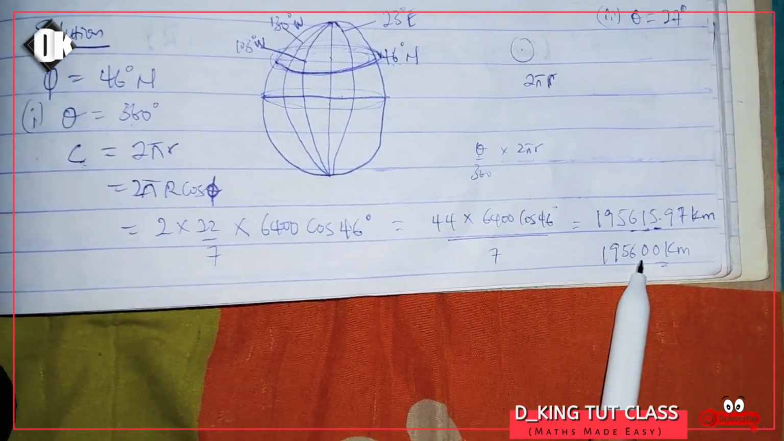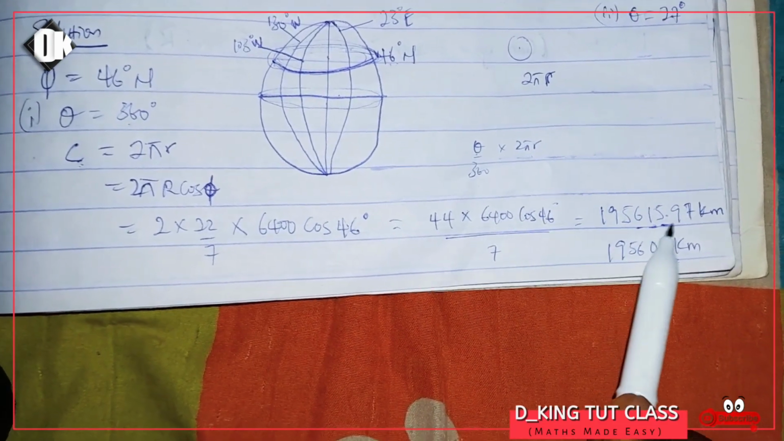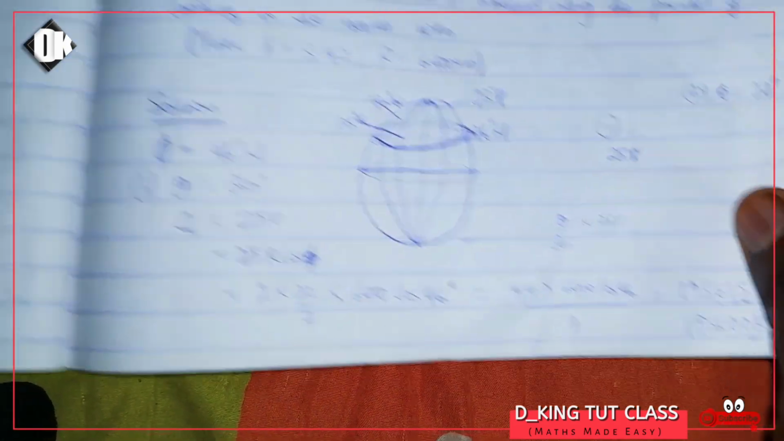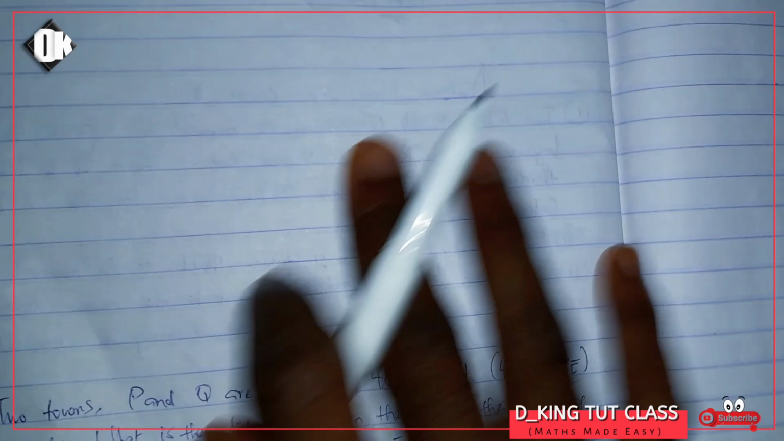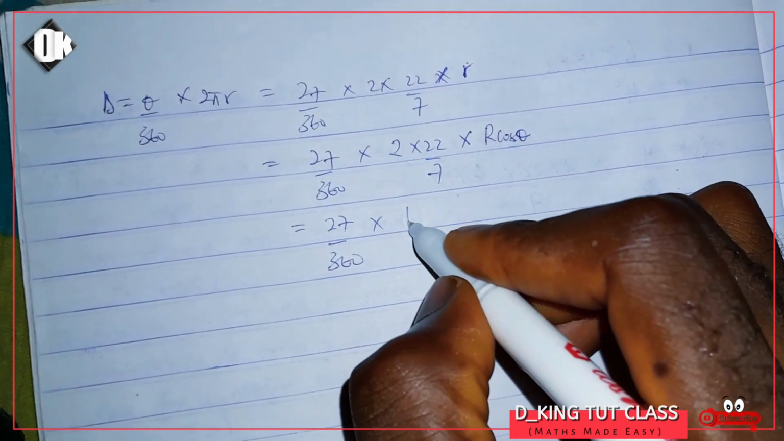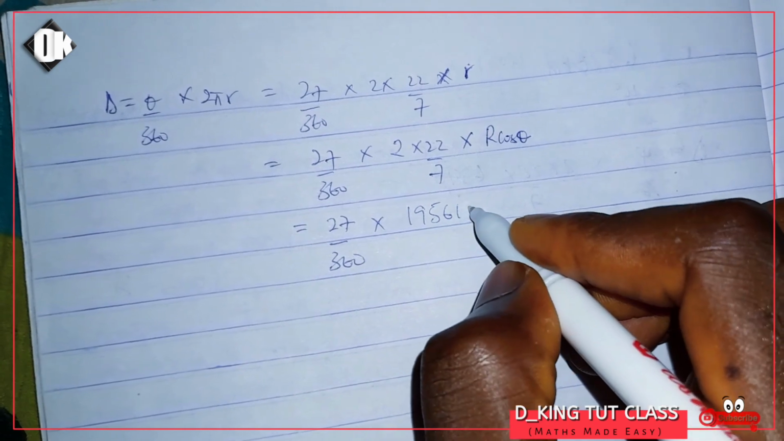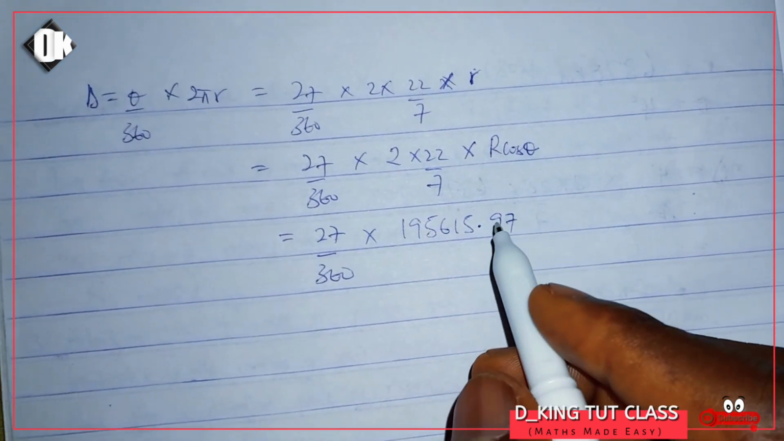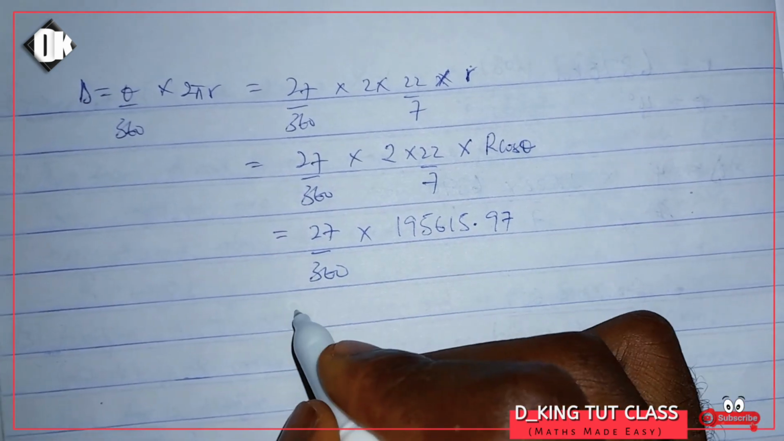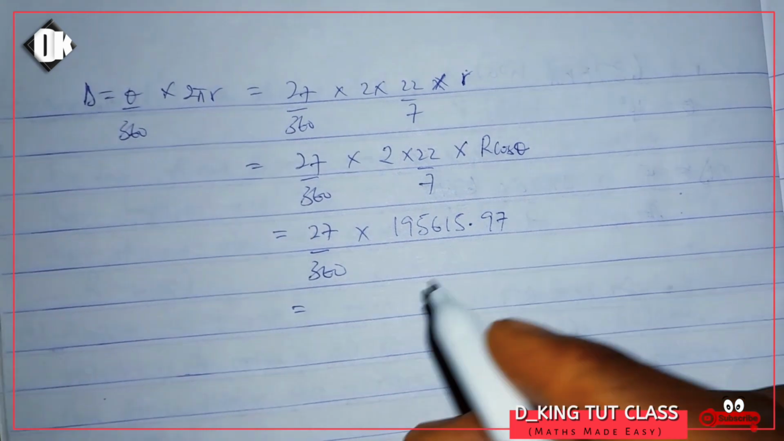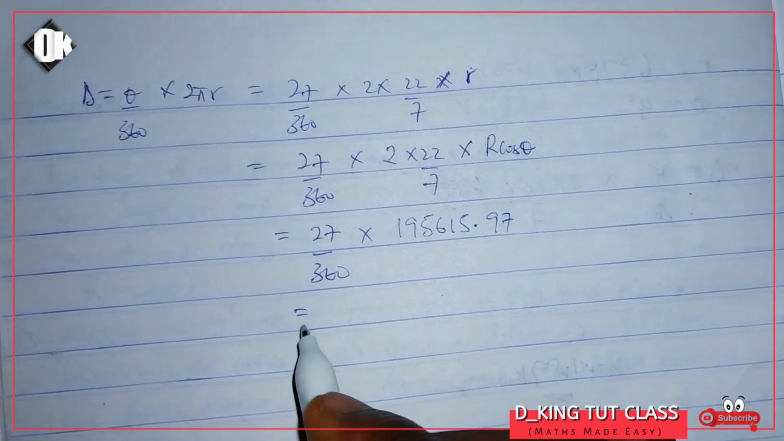So if this is the real value, what will I have? I'm going to have 27 over 360 times 195,615.97. Whatever you get here becomes your final answer in kilometers. Remember to convert to the nearest 100 meters.